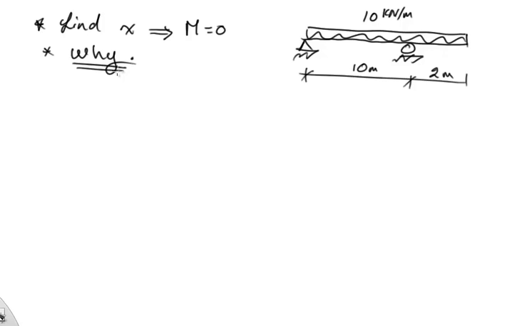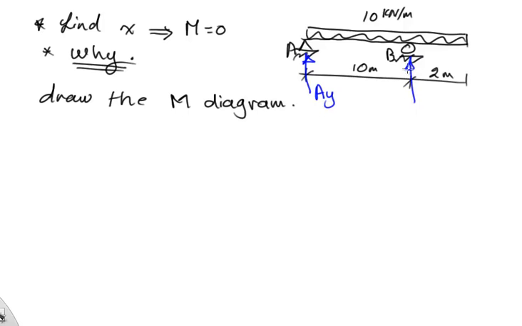So basically what we do is draw the M diagram. Easy said, but we will go through the whole procedure again. That is finding the reactions, drawing the shear, and drawing the moment diagram. Okay, so let's say this is point A and this is point B, and the reactions here are Ay and By.